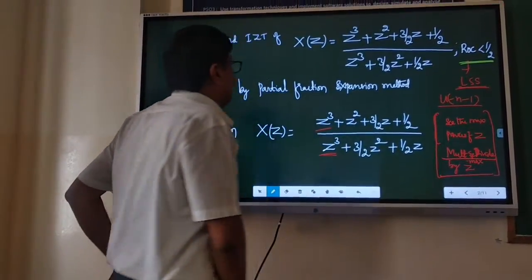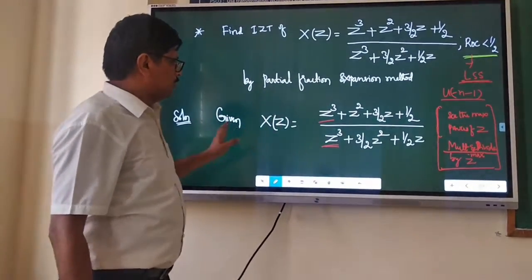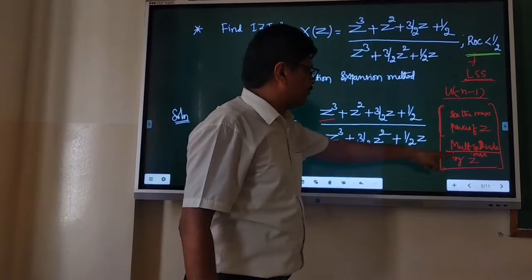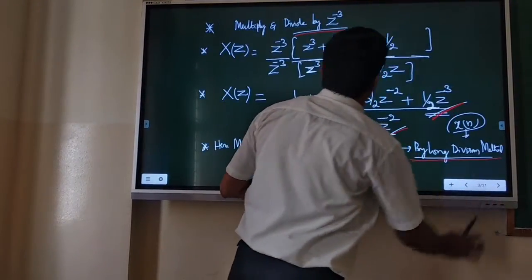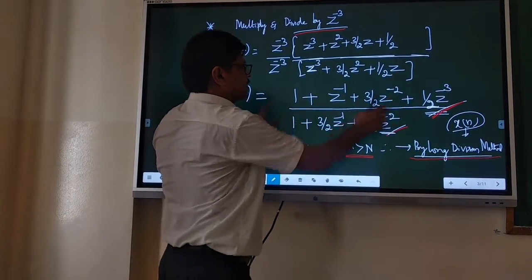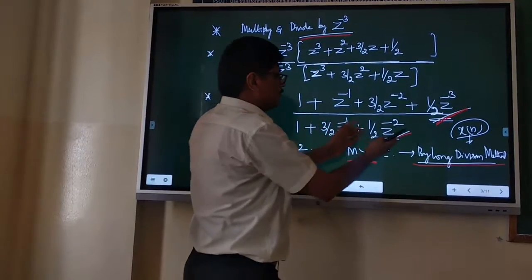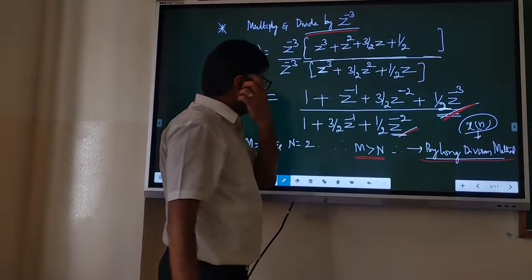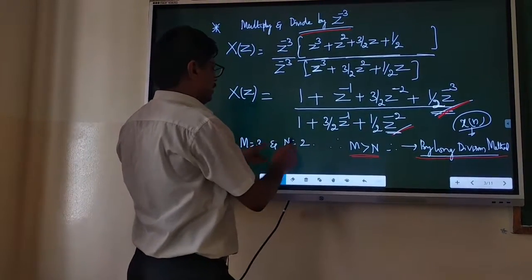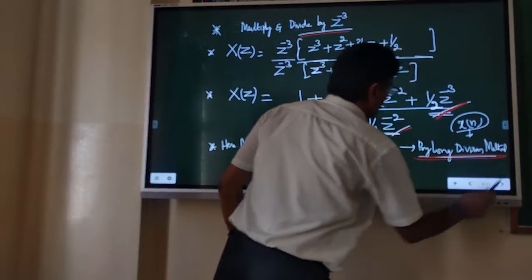Now let me quickly repeat within 2 minutes. First we will give you expressions like this. Then you first check the maximum powers. Then multiply by z power minus 3. Then you will get normal expressions, 1 plus z power minus expressions. Then see the powers of m and n. M is 3, n is 2. Therefore, it comes under the long division method only.